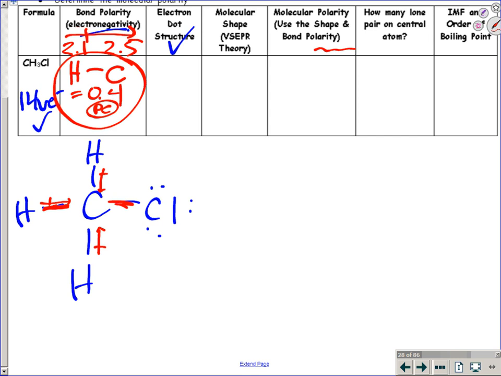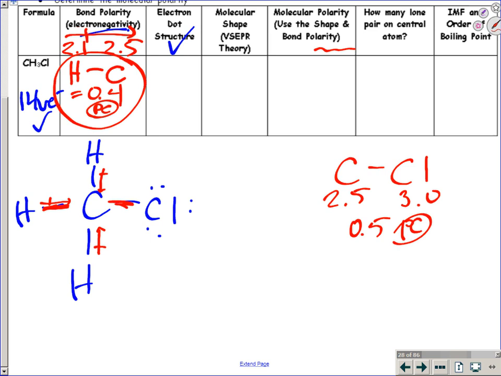Carbon to chlorine. And I'm just gonna do mine over here because I'm running out of space. So carbon to chlorine. The number for carbon is 2.5. The number for chlorine is 3.0. That difference is 0.5. Is that polar, nonpolar, or ionic? Polar covalent.